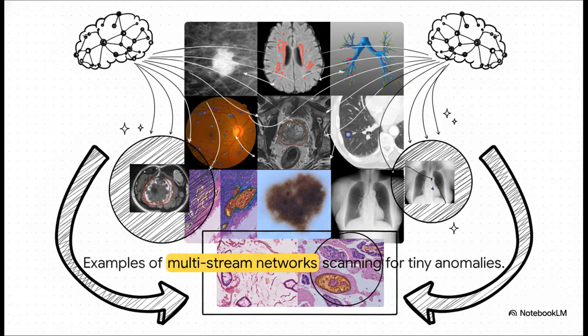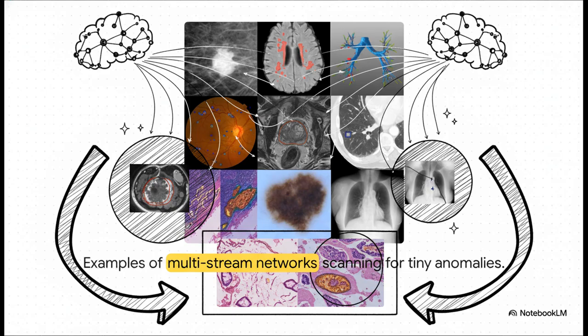When an AI is hunting for a tiny abnormality, context is quite literally everything. You can't just stare at a few pixels in a vacuum. That's why multi-stream architectures are such a game changer. They process both the local lesion appearance, those really high-resolution details, and the global contextual location simultaneously.